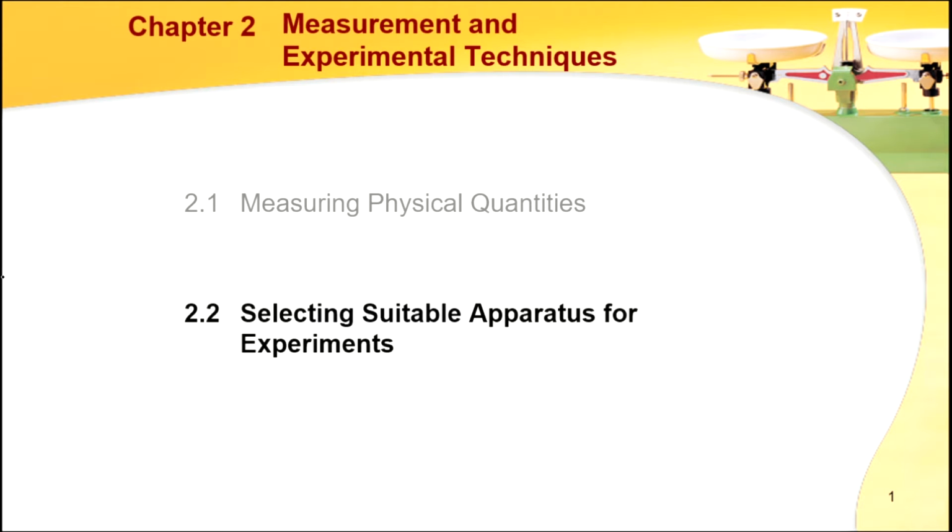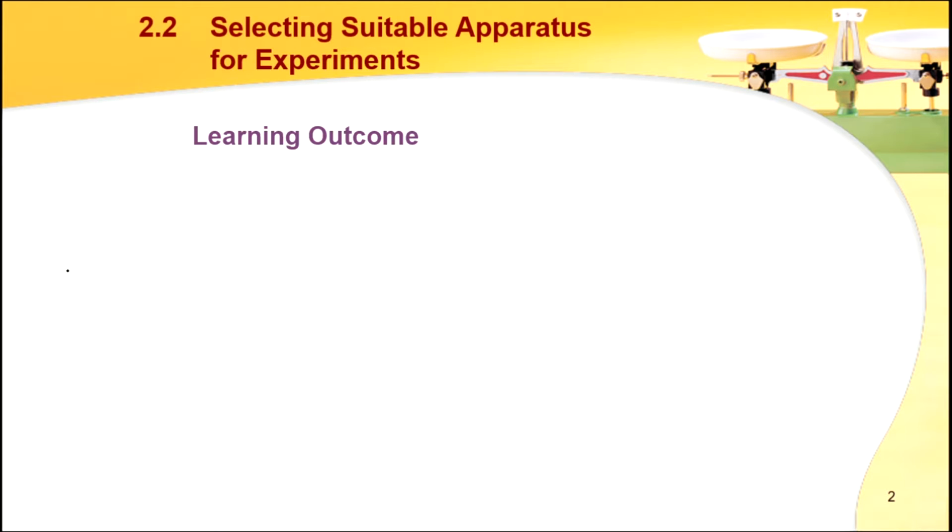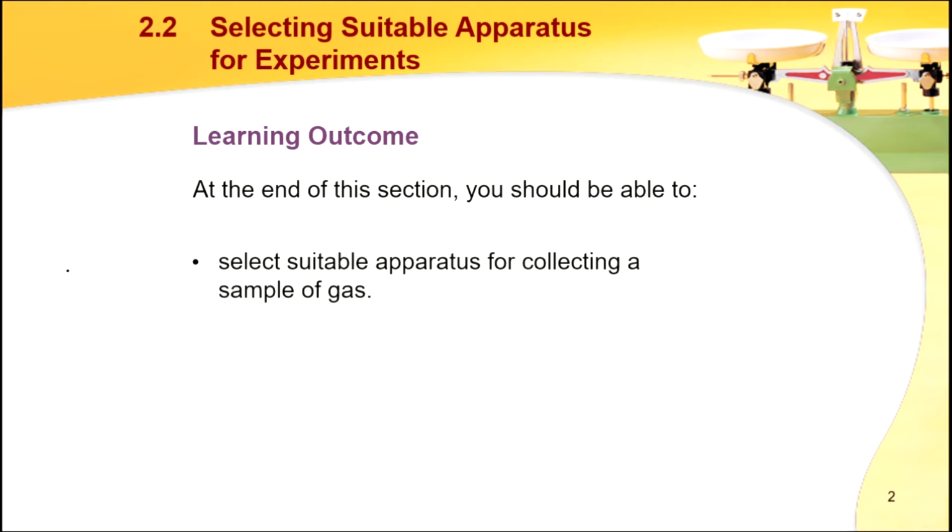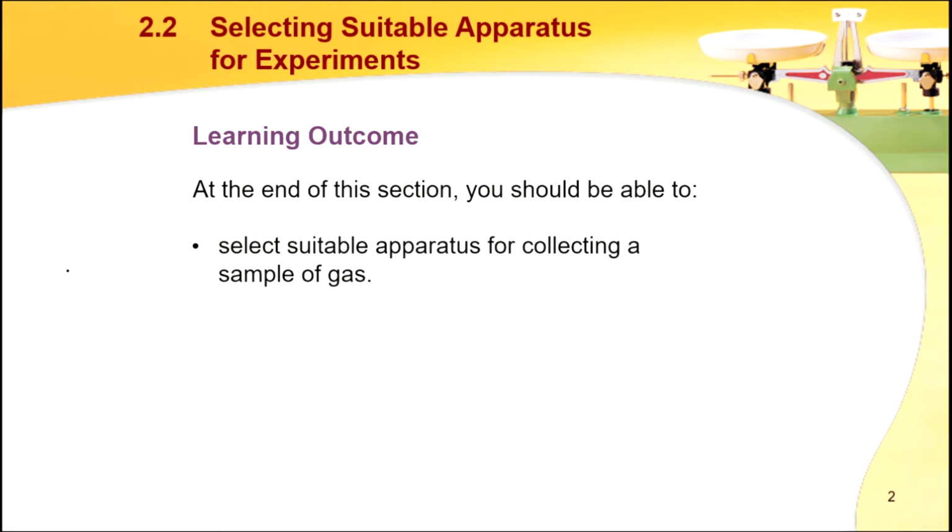Okay, today we are going to discuss Unit 2.2, selecting suitable apparatus for experiments, and these are the learning outcomes. At the end of the lesson, you should be able to select suitable apparatus for collecting a sample of gas.